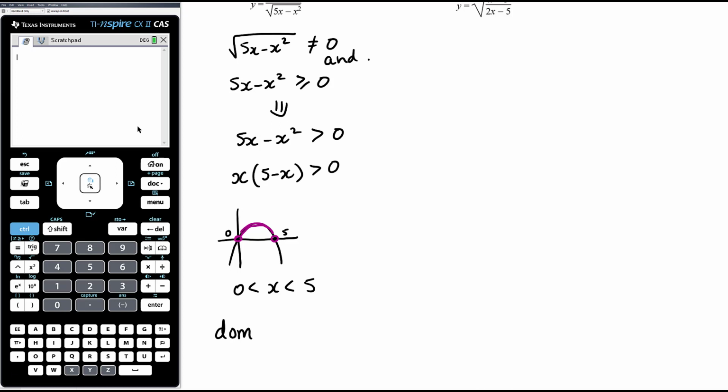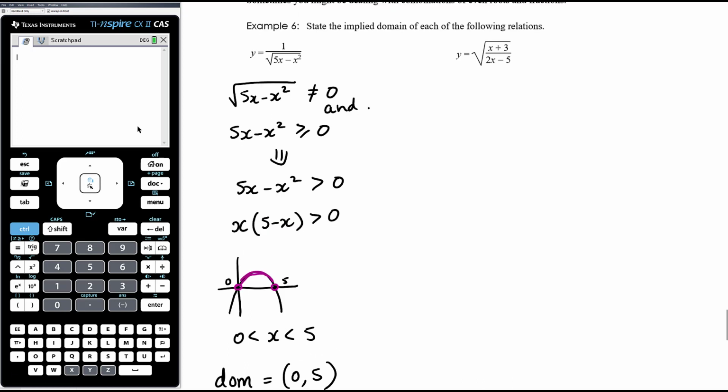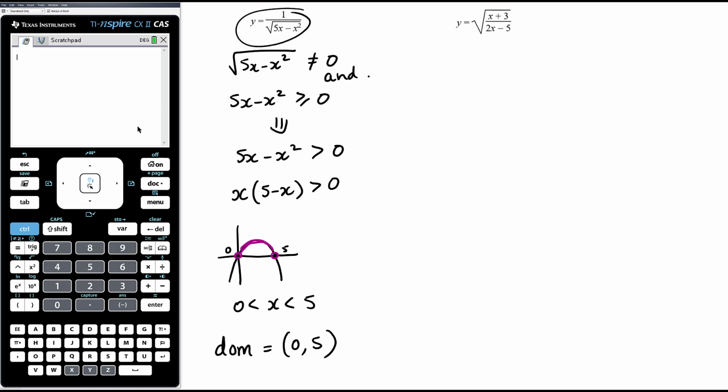So the domain here is going to be the interval from 0 to 5, excluding both 0 and 5. If x were to equal 0, 5x minus x squared would equal 0, square root of 0 is 0, and we'd have 1 over 0, which wouldn't work. If x were to equal 5, we'd have the same problem. If x was anything bigger than 5, this would be a negative number and we couldn't take the square root of it. So only defined for those particular values. And again, this is a function that you don't know what it looks like.